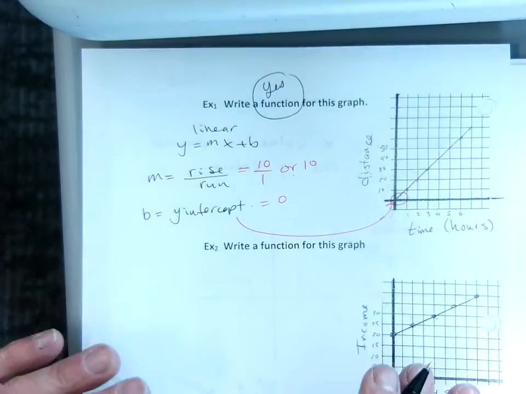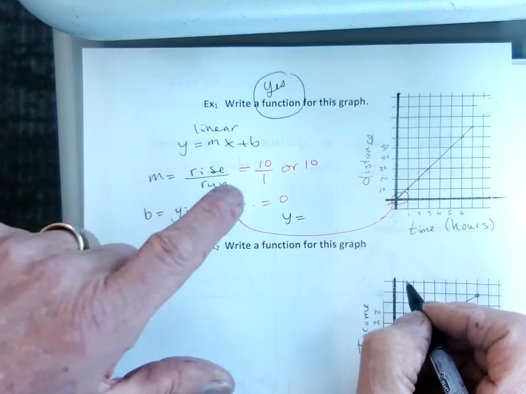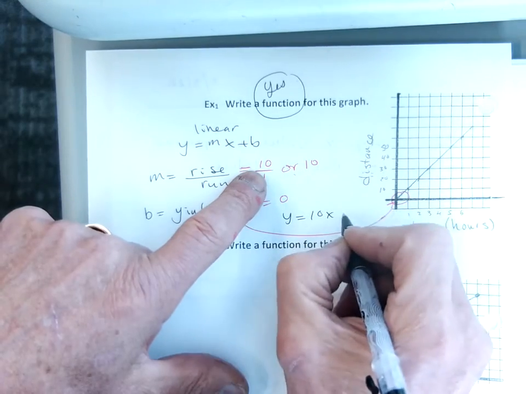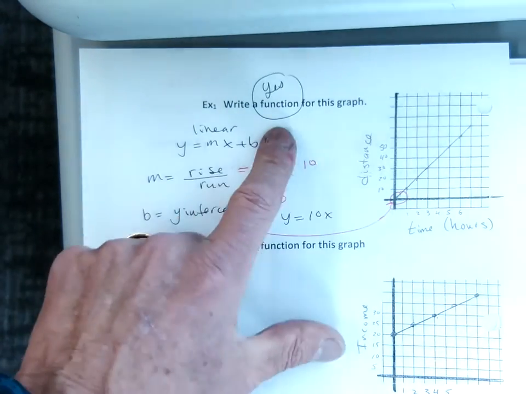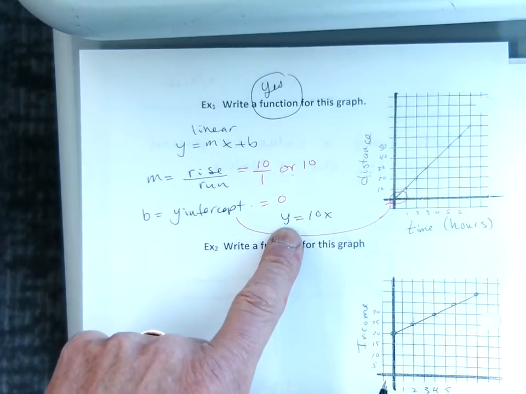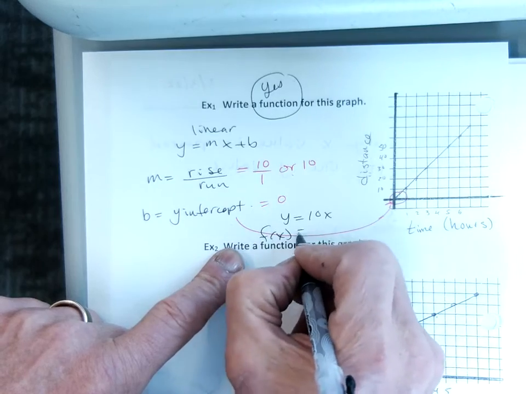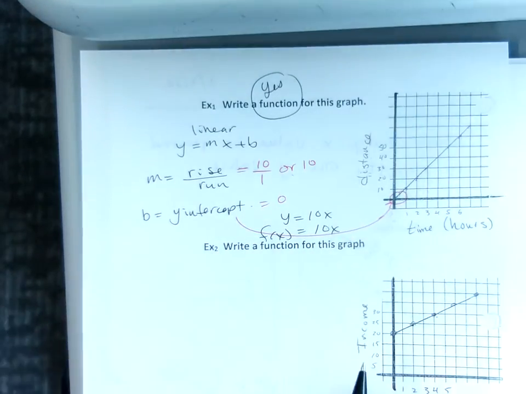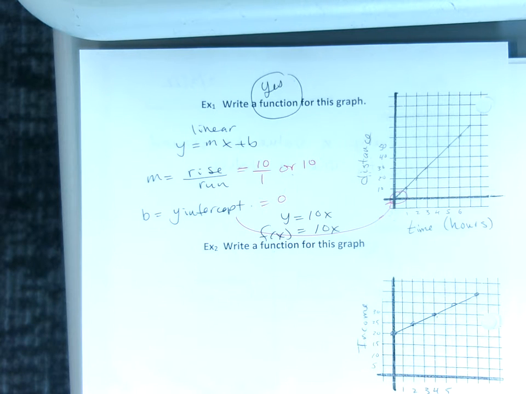So my equation is y equals 10x plus 0. I don't really need the 0. You guys okay if I don't write the 0? Yeah. Now, awesome, except for it says write a function. So how are we going to change this to a function? Yeah. So let's go f of x equals 10x. That's correct.